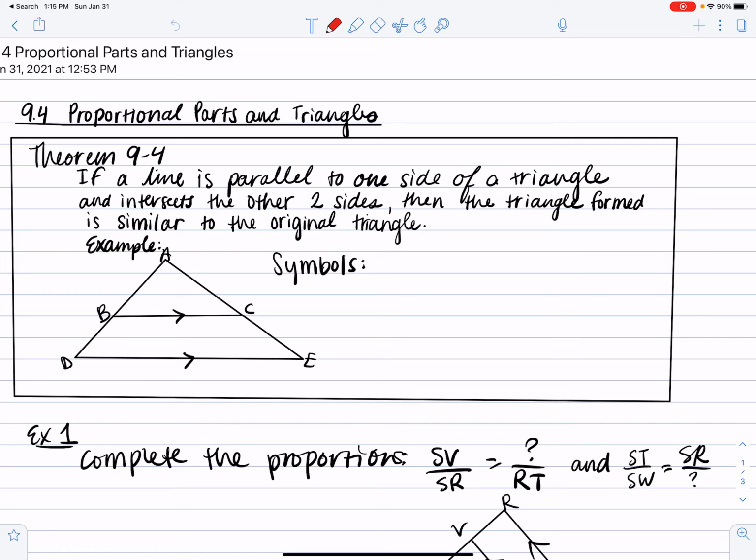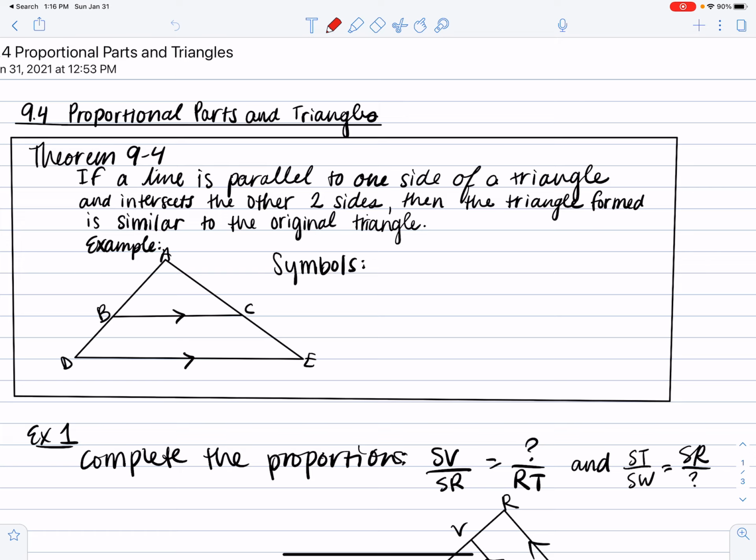Okay, today we're going to take notes on 9.4, proportional parts and triangles. The first thing we're going to start with is a theorem. If there's a line parallel to one side of the triangle and it intersects the other two sides, then the triangle formed is similar to the original triangle. So there's a smaller triangle inside that is similar to the larger triangle that you started with.